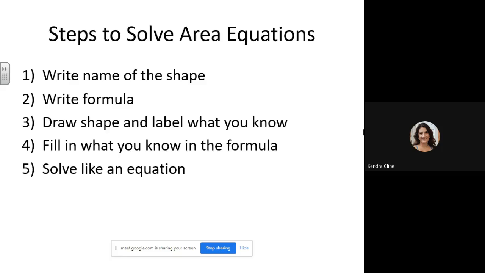Next, you're going to fill in what you know in the formula. That's what we did Thursday and Friday. We're going to plug in what we know. This time today, though, you're going to know the area every time. So it's going to be a little bit different today, because you're going to have to plug in the area number instead of leaving the area blank and just writing A. And then next, you're going to solve like an equation, so we're going to apply our algebra skills.